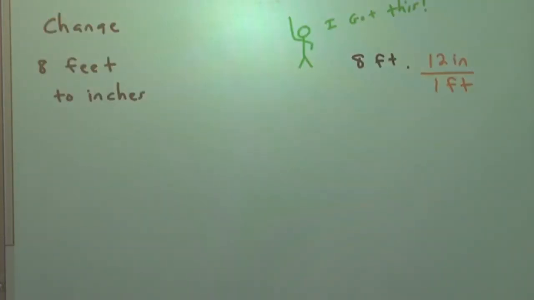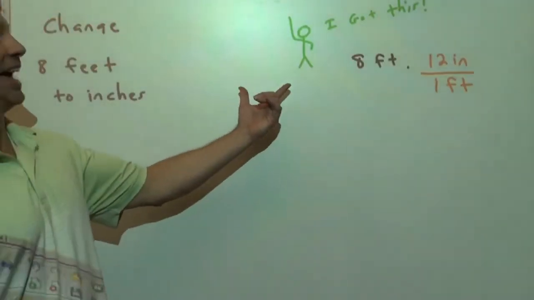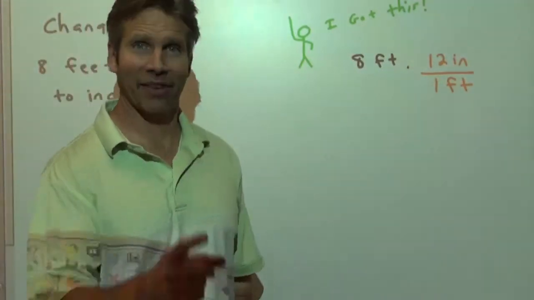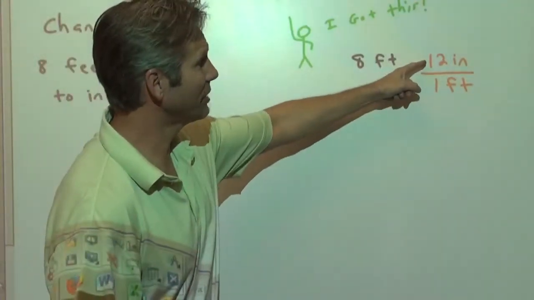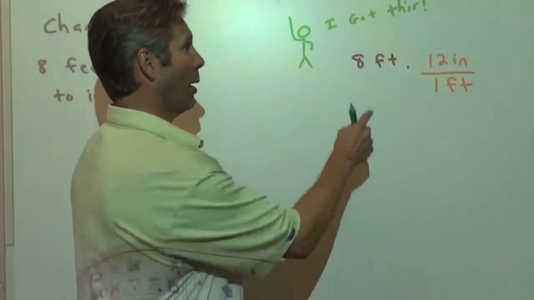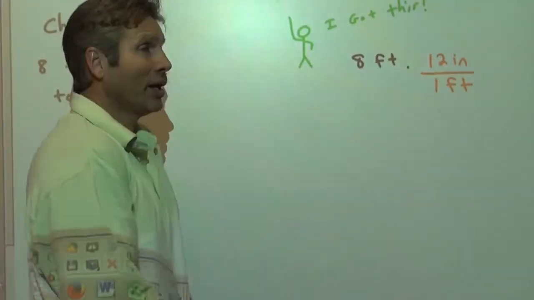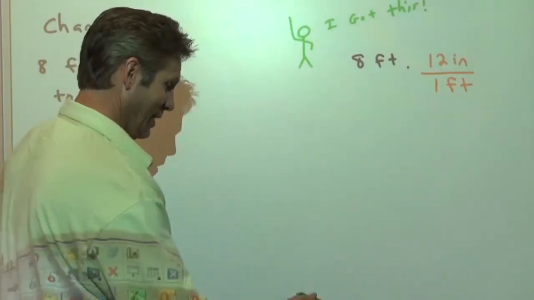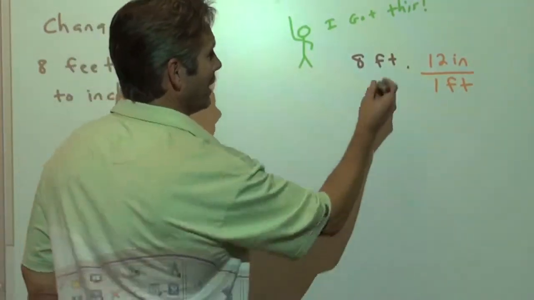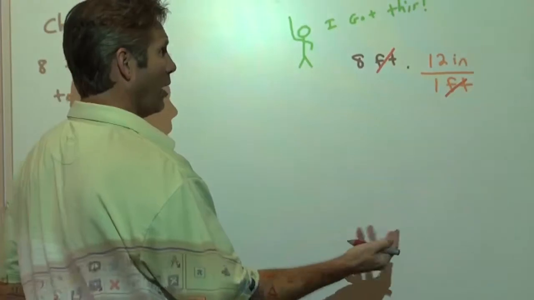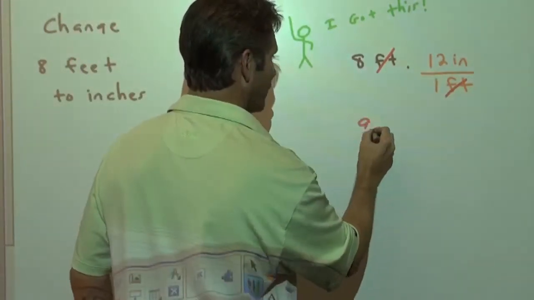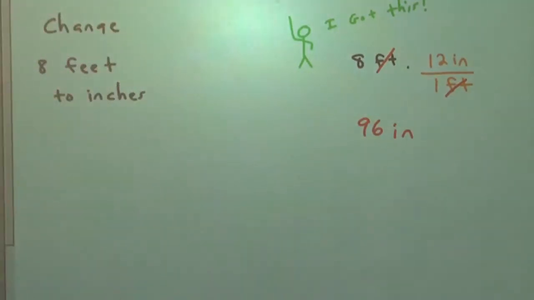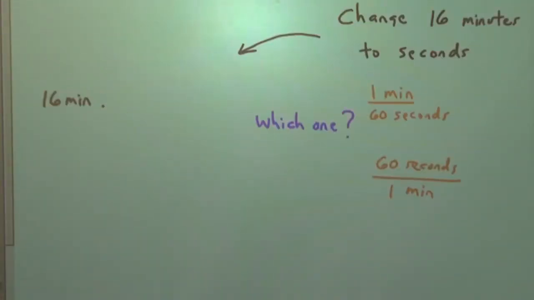So here we go. Let's change 8 feet into inches. All we have to do is multiply 8 feet by the number 1. Because 12 inches is 1 foot. So by multiplying 8 feet by the number 1, we know we're not changing the value of it, we're just changing the way it looks. And now what do we get to do? A foot divided by a foot is 1. We have 8 times 12, which is 96, and the only units left are inches. So 8 feet is equivalent to 96 inches.